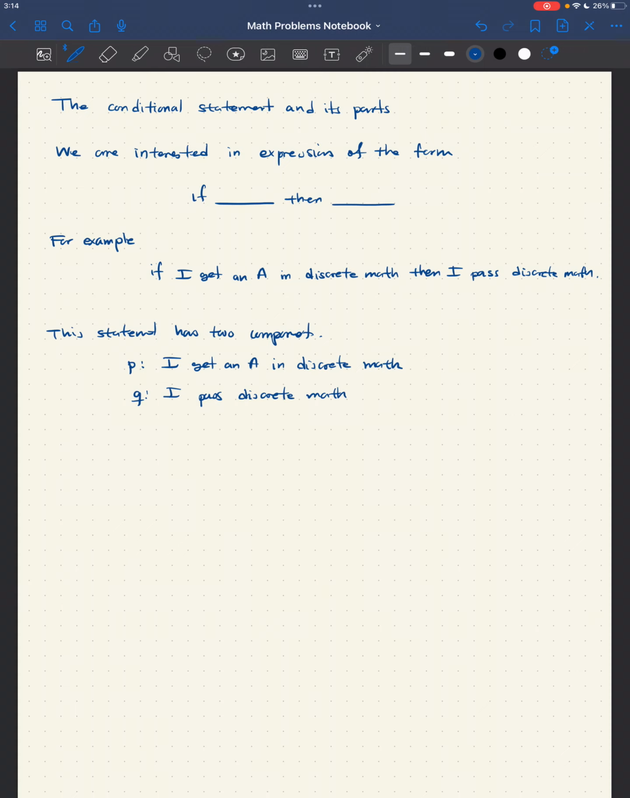Okay. Now in symbols, it would look like this. P implies Q. If P, then Q. Now, the parts of this implication have their own names. We would say that P is the antecedent, what is to the left of it, and Q is the consequent.